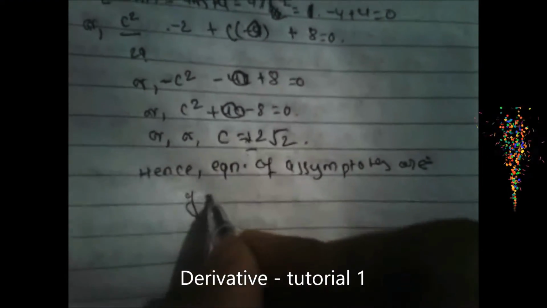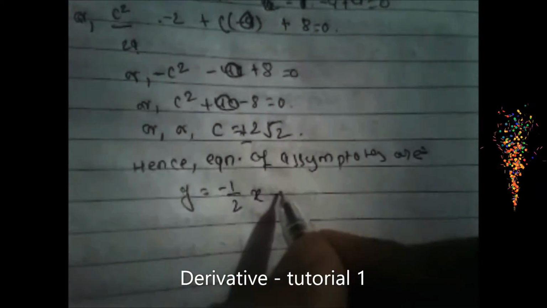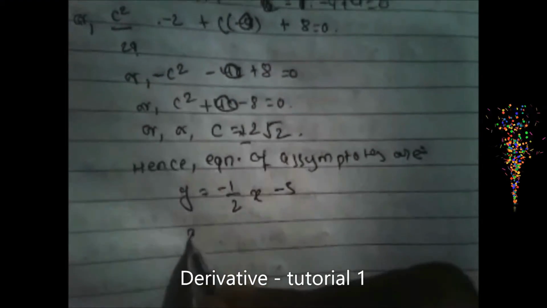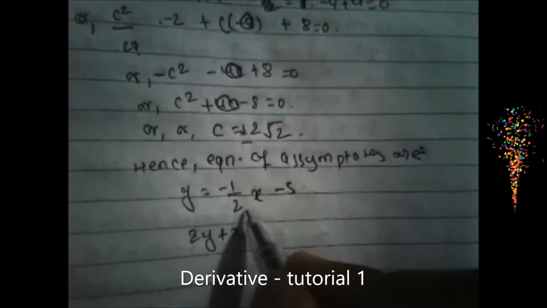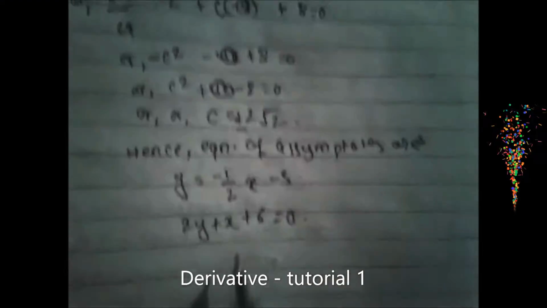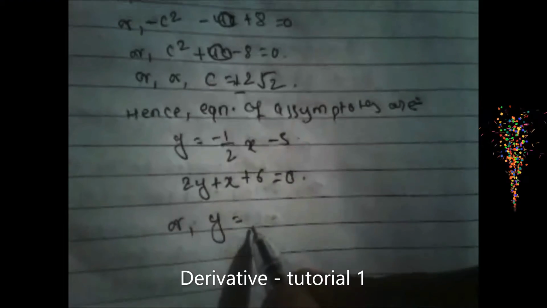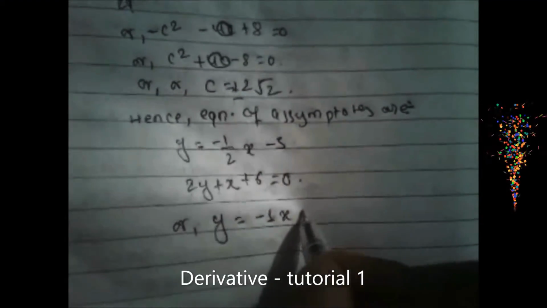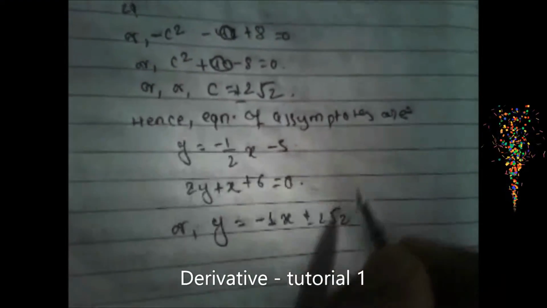First, y is equal to, our value of m is 1 by 2 x, and c is this. From here what we get, 2y plus x, this LCM would be 6 plus 6 is equal to 0. Or we have next y is equal to m, we have minus 1x, and c we have found to be plus minus 2 root 2 here.